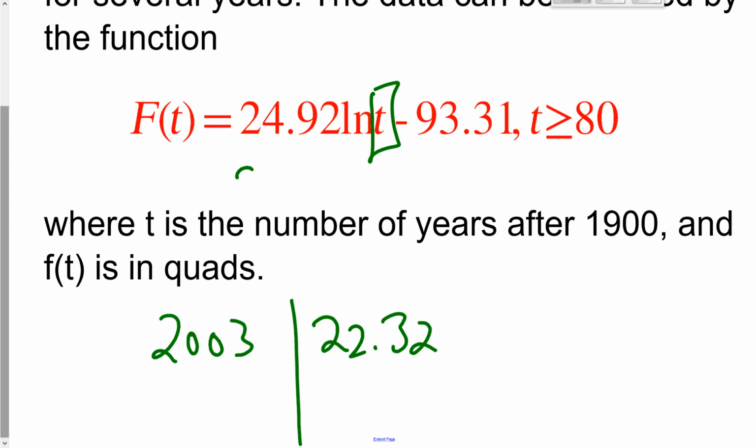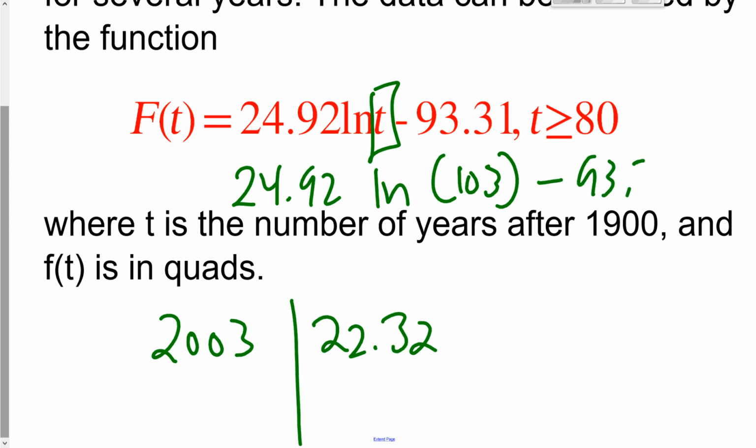So we're going to plug that in. 24.92 ln, parentheses will come up, plug in our 103, close that parentheses, and then minus 93.31. And so now we can go ahead and plug that in, and we get approximately f of 103 is 22.19. So that's approximately what it is. So it's pretty close. So this formula is pretty close there.